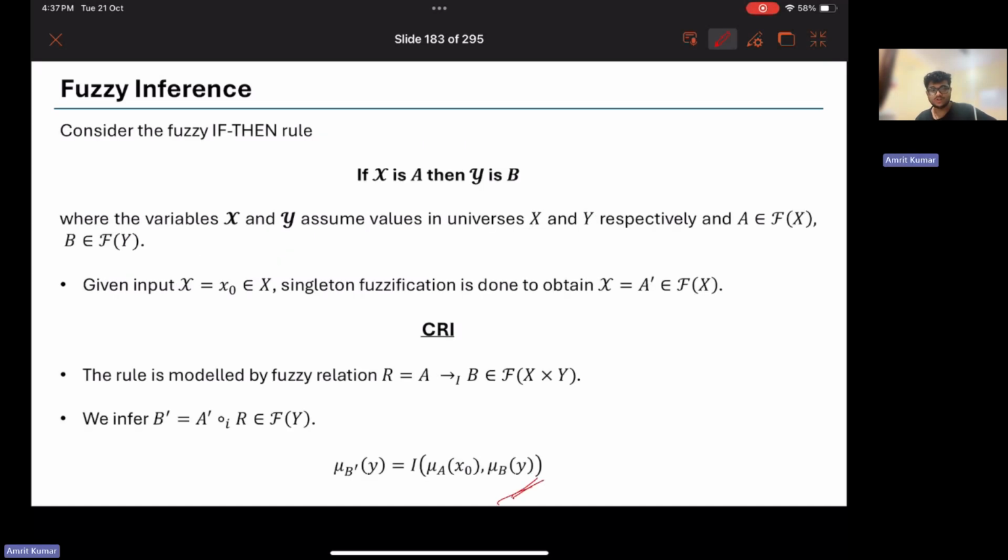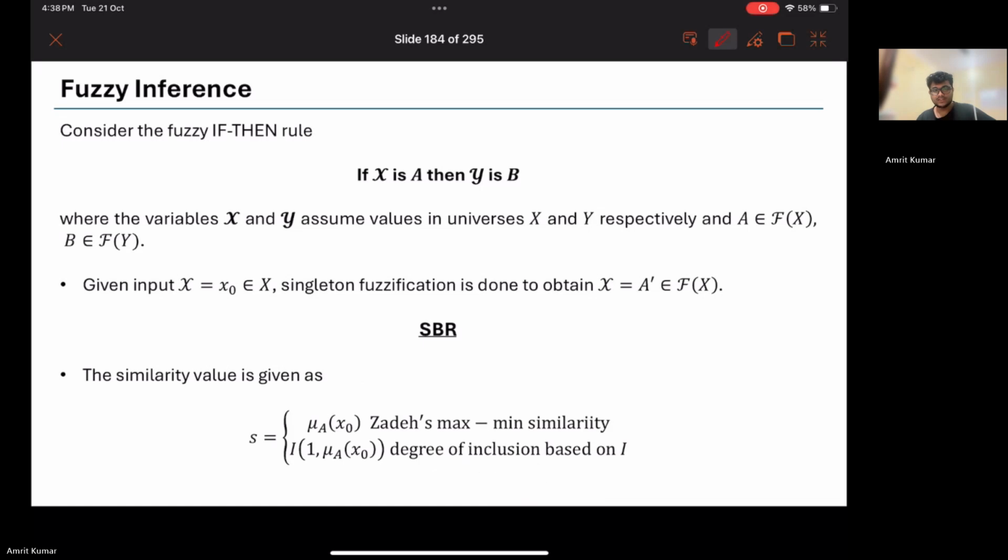Right? In other words, this is what you get. Similarly, when you use similarity-based reasoning and you use singleton fuzzification, this is what you get when you use Jaccard's maximum similarity, and this is what you get when you use the degree of inclusion based on some implication I, right?